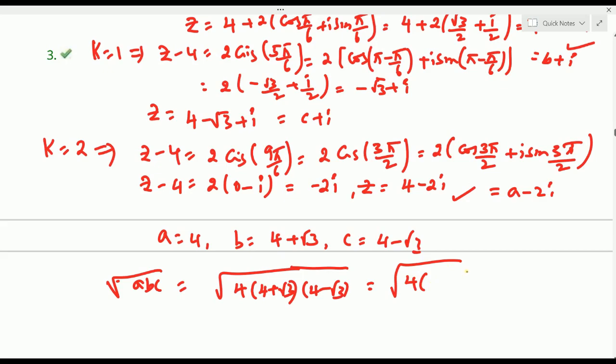(a plus b) into (a minus b) is a square minus b square. a square is 4 square, 16, minus root 3 whole square, which is 3. Therefore this is 4 into (16 minus 3), that is 13. Square root of 4 into 13 is 2 root 13. Root 4 is 2. The third option given is 2 root 13.